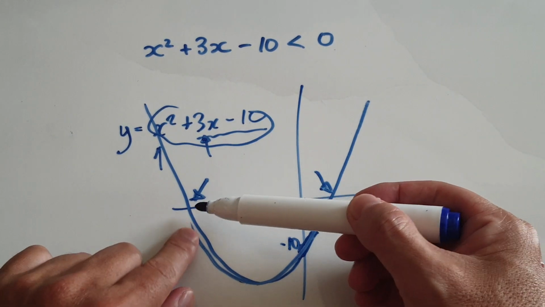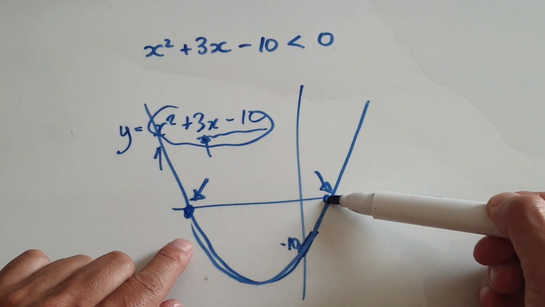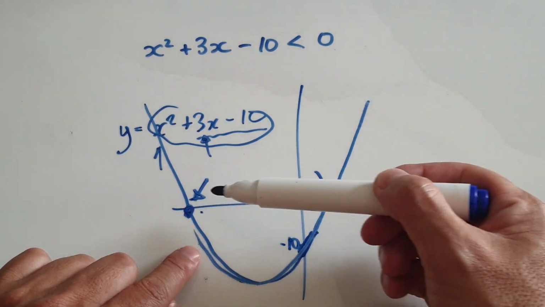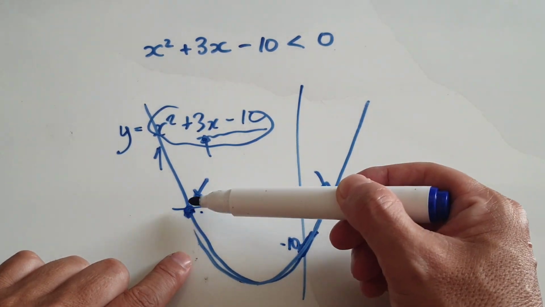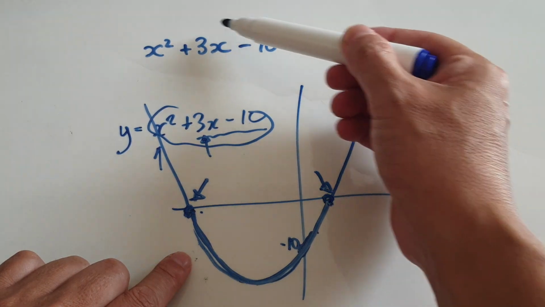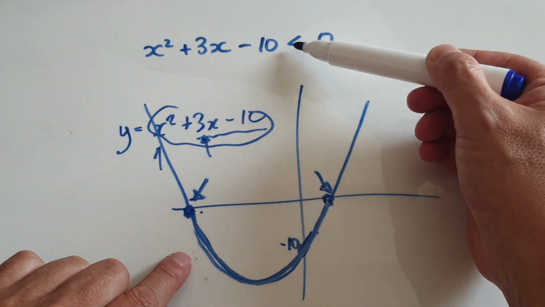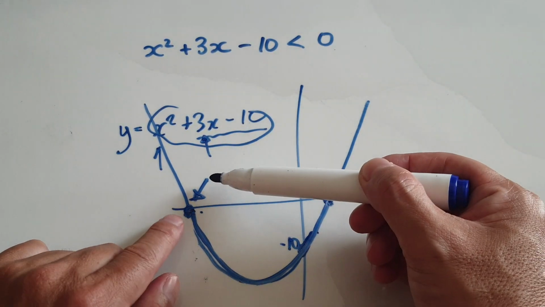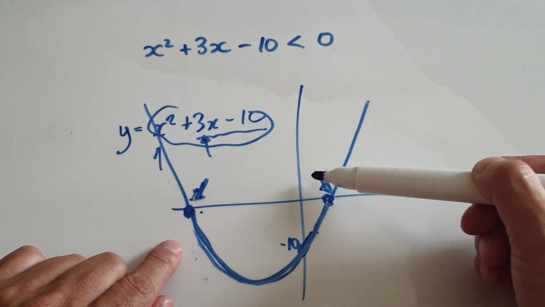So it really boils down to you trying to find the two roots. If you can identify the two roots, then you can say from the root here all the way to this root here, the graph would be strictly less than 0. So it boils down to you trying to find the two roots.